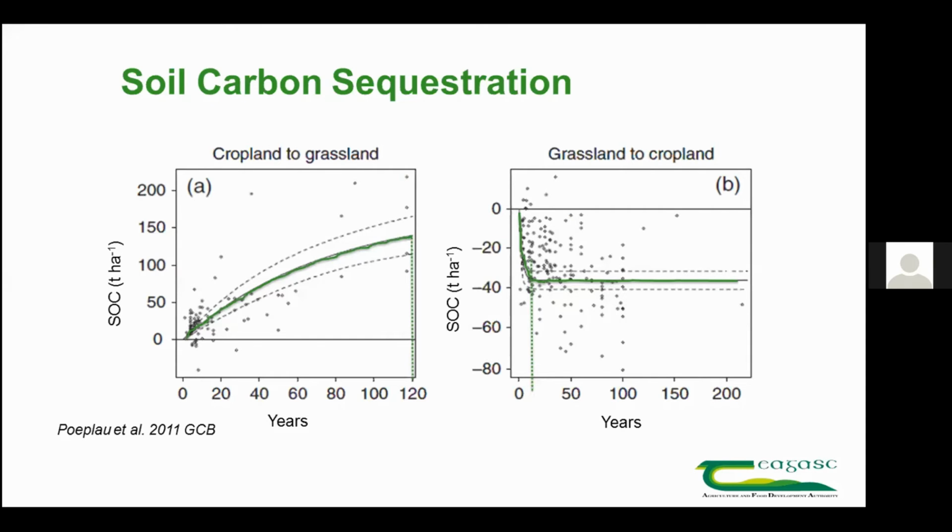And this is just a slide to show that issue: as you convert a grassland to a cropland, you lose soil carbon very quickly, but when you convert a cropland back to a grassland, it only slowly recovers its soil carbon.